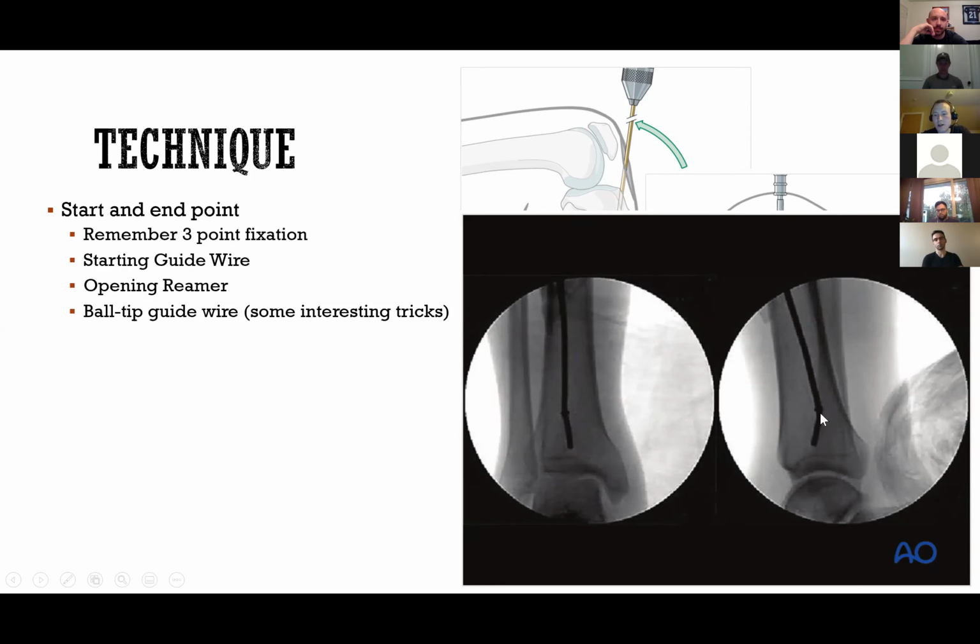This is actually a very weird guide wire. I've never seen one like this. I don't know if Jeremy has, but the principle is the same.